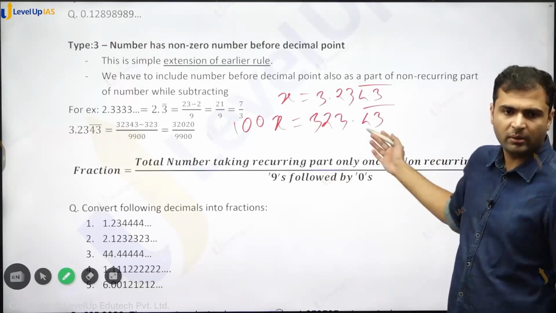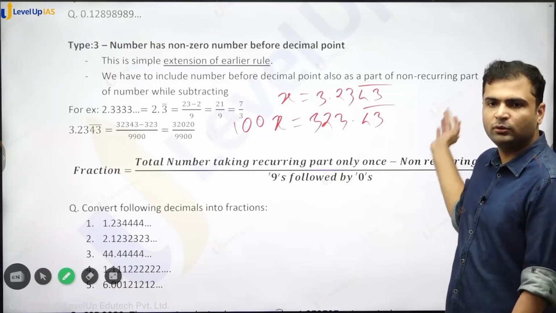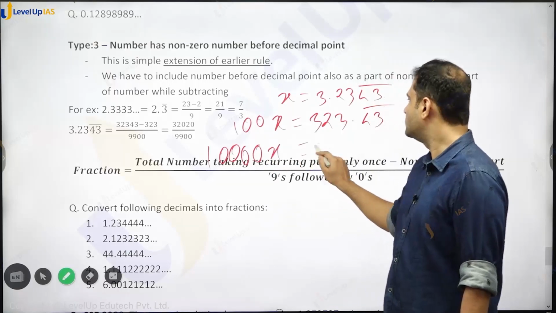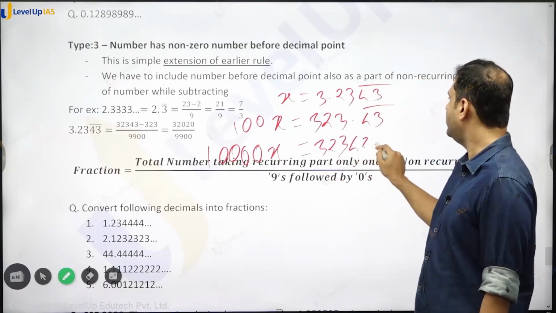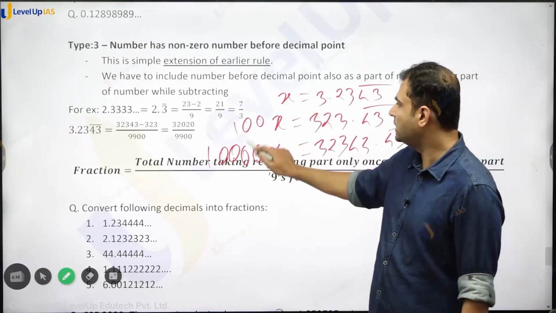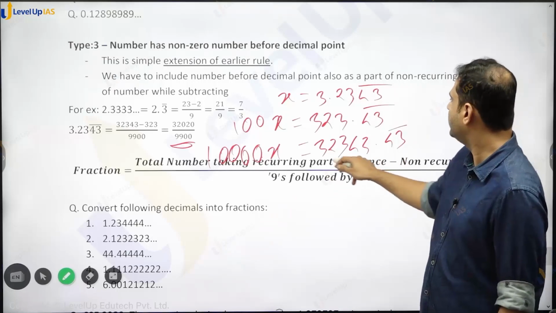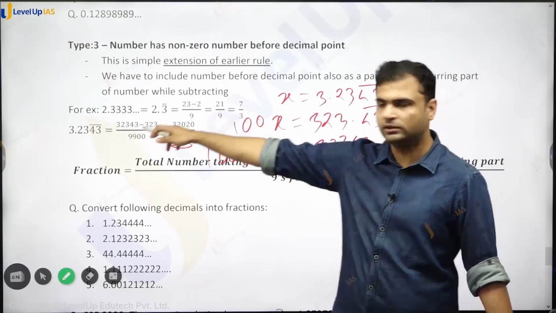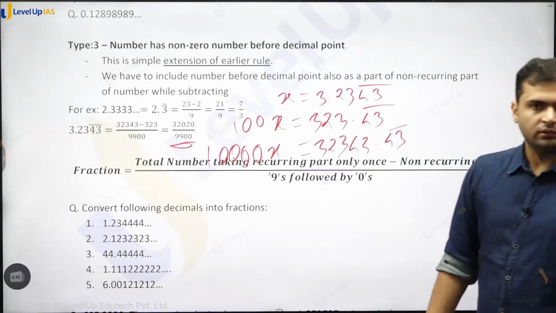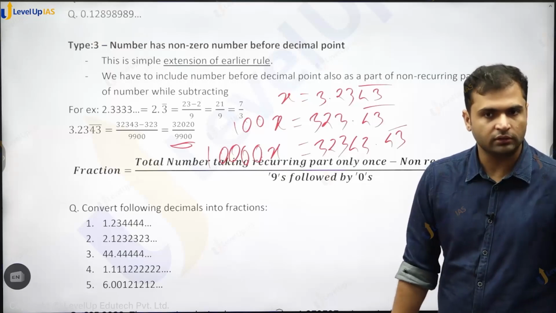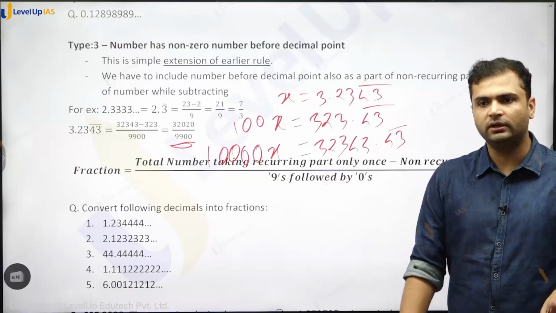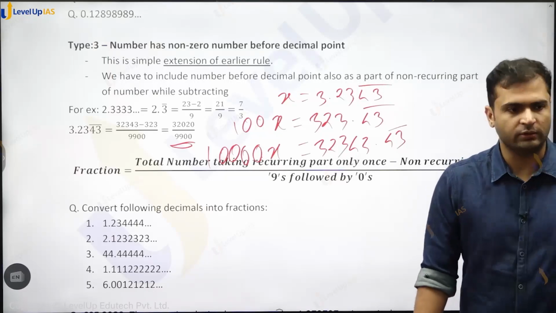Now I can again multiply by 100 so that the repeated part is the same after the decimal, and I can subtract. So I will get 10,000x is equal to 32343.43 bar. Now I subtract: in the denominator 9900 will come, in the numerator 32343 minus 323, and the answer will be the same. This basic method works everywhere in all the cases. You can remember one thing and be done with it, or you can remember the working rule for faster calculations. Your call.